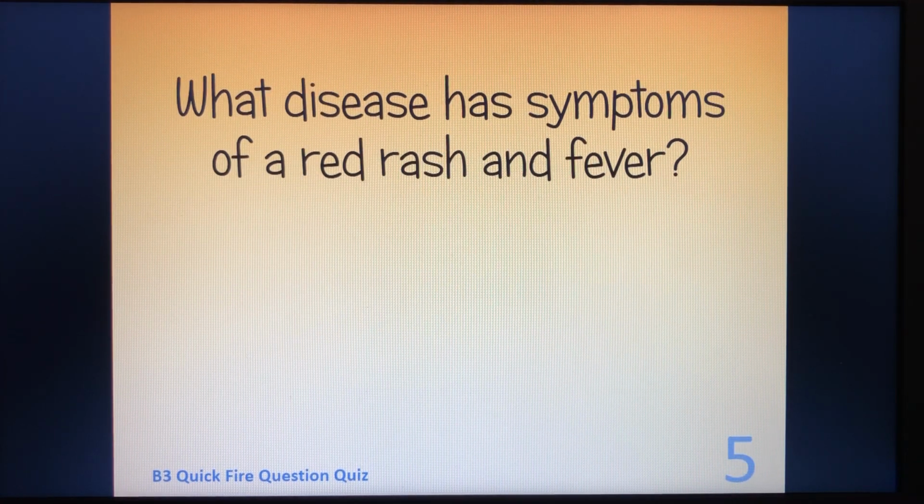Question 5. What disease has symptoms of a red rash and fever? Think about the 7 diseases. And the answer is measles. Okay, usually vaccinated against that at a young age.